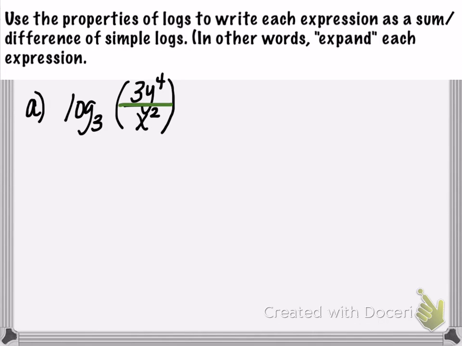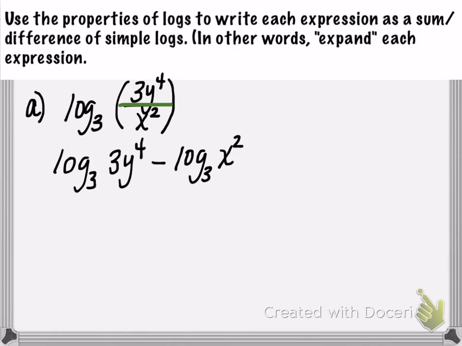So first we see that we have division. When you have division in the argument, that can be rewritten as the difference of two logarithms. In other words, that would be equivalent to log base 3 of the numerator of the argument, which would be 3y to the fourth, minus log base 3 of the denominator of the argument, which would be x squared. So our first step is rewriting it as the difference of these two logarithms.